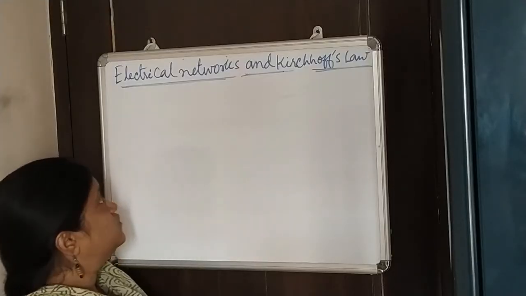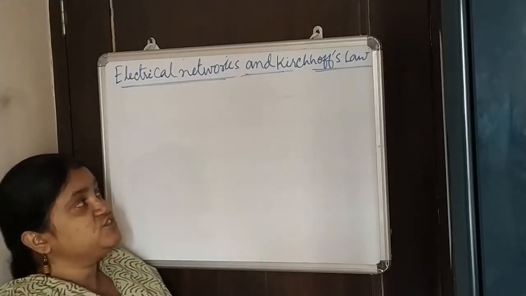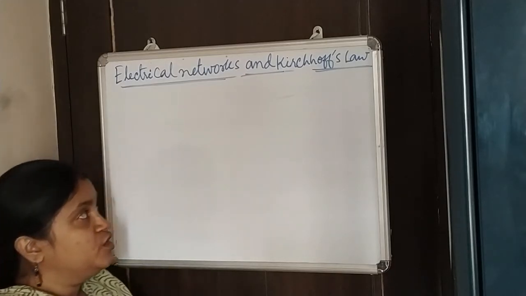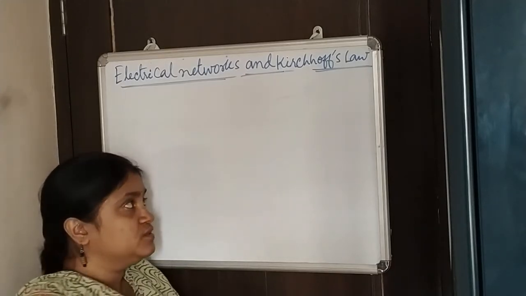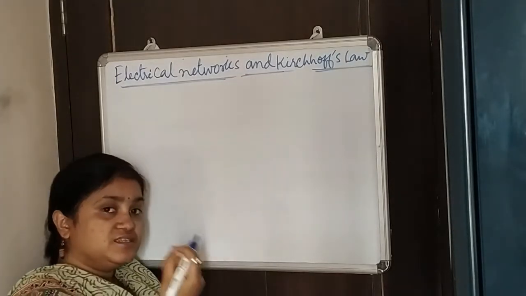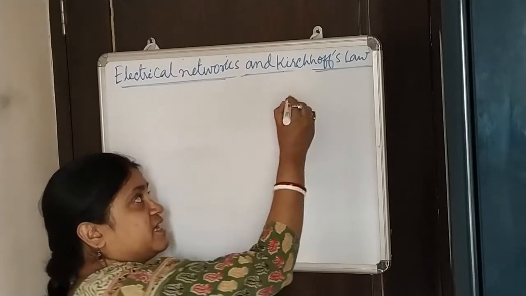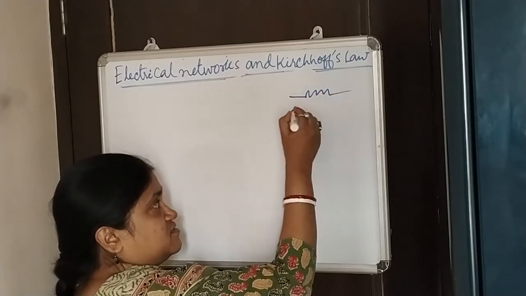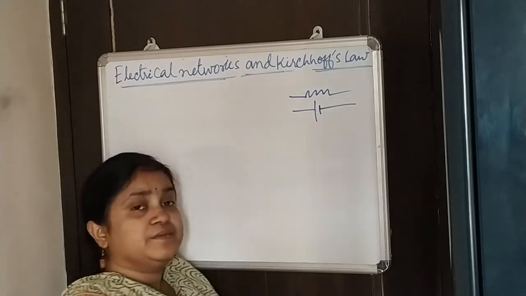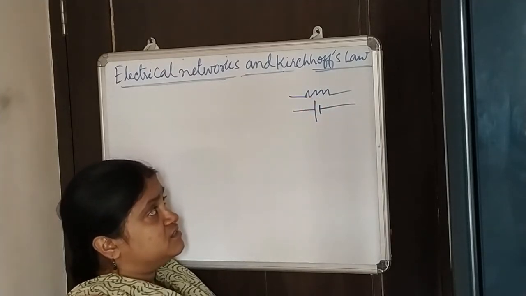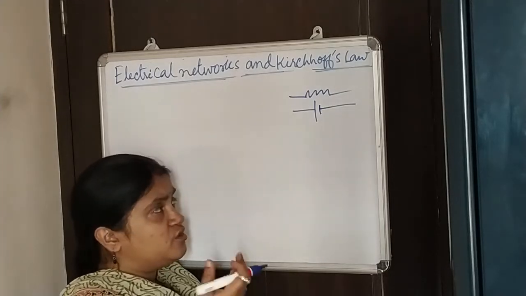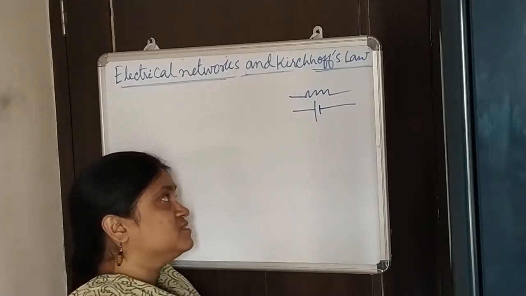So we'll start with this topic, electrical network and Kirchhoff's law. As we know, generally any electric circuit will have circuit elements. Circuit elements like it might be resistance, it might be the cell, might be a capacitor, it might be an inductor, or all these circuit elements.